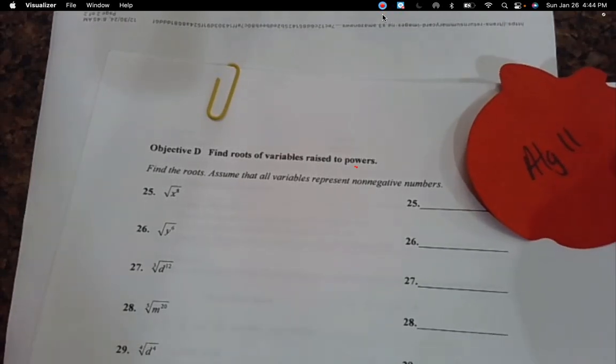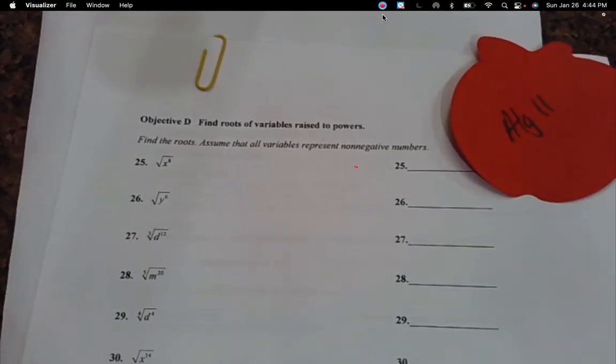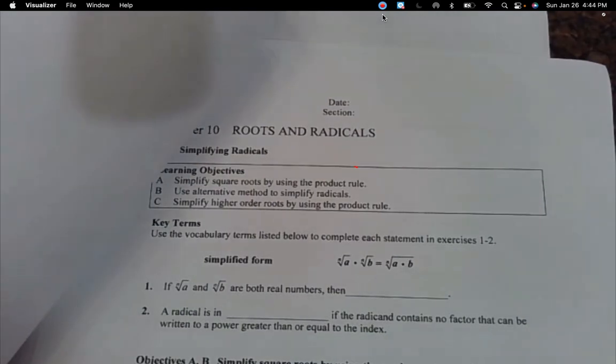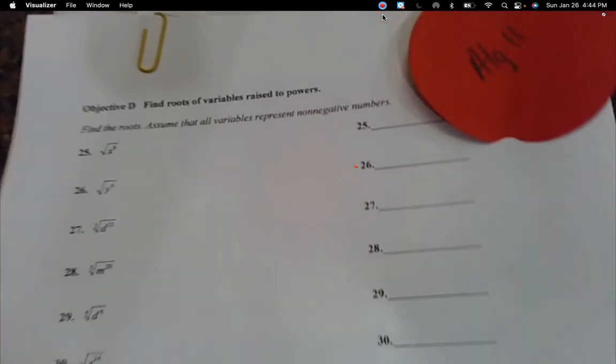Okay, for Thursday's packet, we're doing these 3 pages, and I'm going to go through some of the numbers with you, and you'll do the rest. Here are some examples, which I did go over on both Monday and Tuesday. So we did basic radicals where we had numbers under, and now we're going to start adding variables to it.